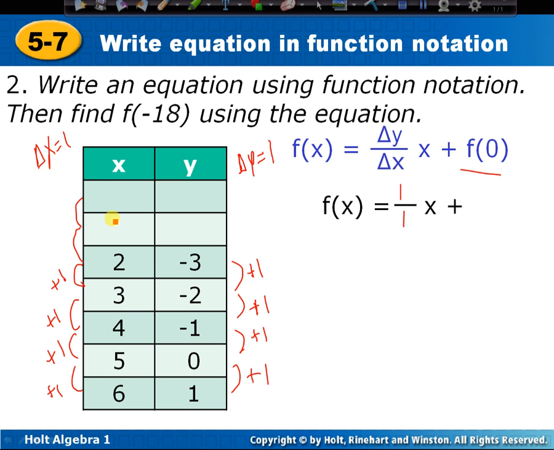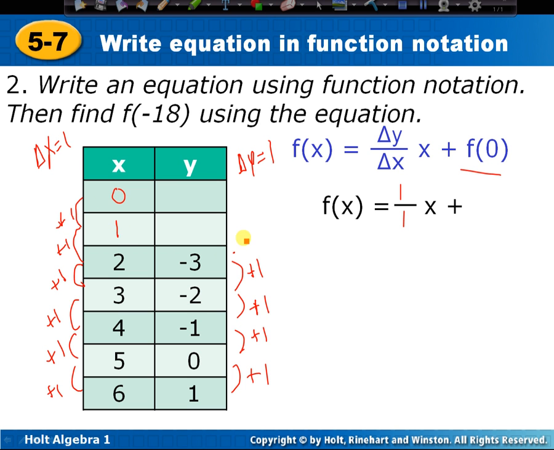So in order to find the next value down, I'm going to subtract 1, and it's going to give me 1. 1 to 2 is positive 1. Now again, in order to find the next value, I'm going to subtract 1, and it's going to give me 0. 0 to 1 is positive 1 again.